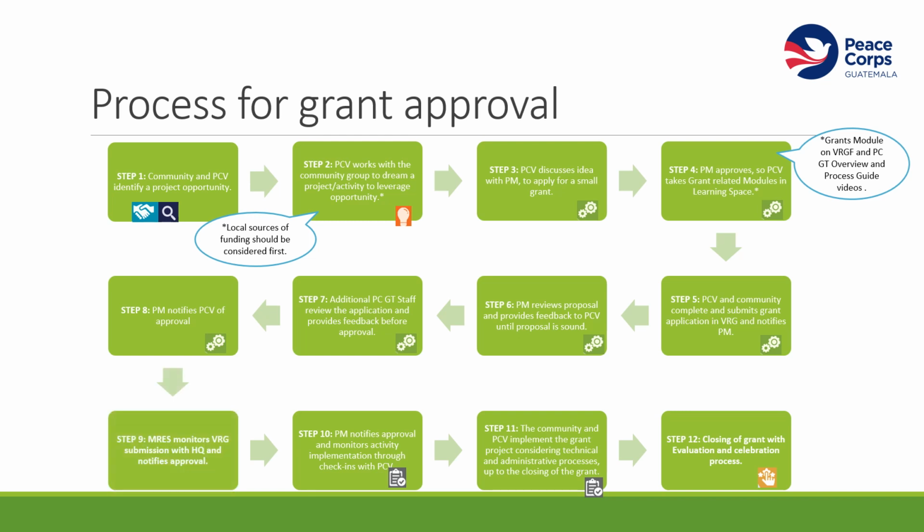And in step number 9, MRES, or Small Grant Coordinator, comes in to monitor the BRG submission with HQ. Step number 10, the PM notifies approval and monitors the implementation through continuous check-ins with the PCB, giving technical guidance all the steps of the way. Finally, in step number 11, the community and the PCB implement the grant and consider all the technical and administrative process up to the closing of the grant. And in step 12, the closing of the grant is where we evaluate and celebrate the process.